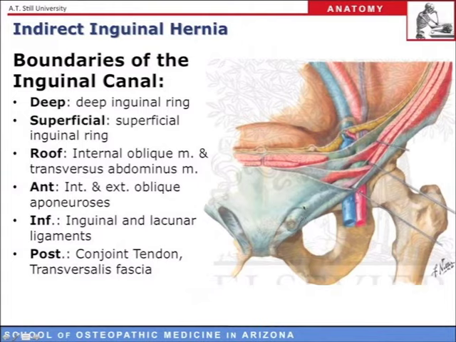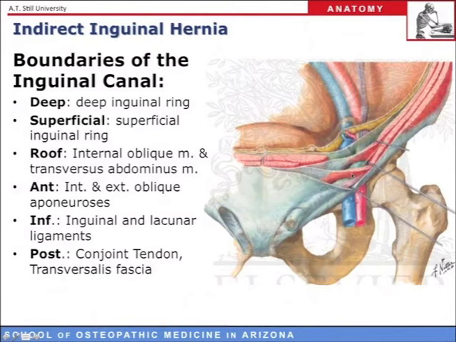And now again, since it's a structure, it's going to have other borders as well. So it's going to have a roof, an anterior, a posterior, and an inferior boundary. So let's start with the roof, and we see the roof of the inguinal canal is going to be both the internal oblique muscle fibers right here, and just posterior to that, the transverse abdominis muscle fibers, and they arch over the inguinal canal to form the roof of that inguinal canal.